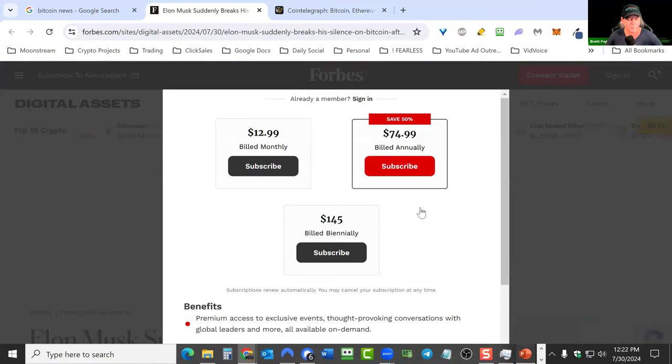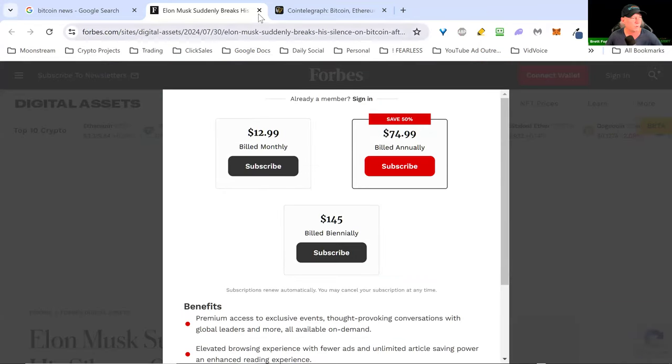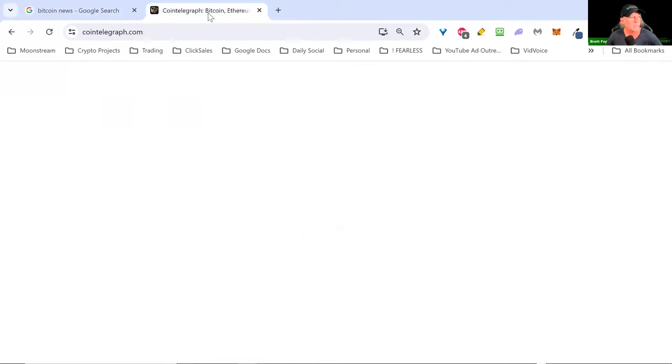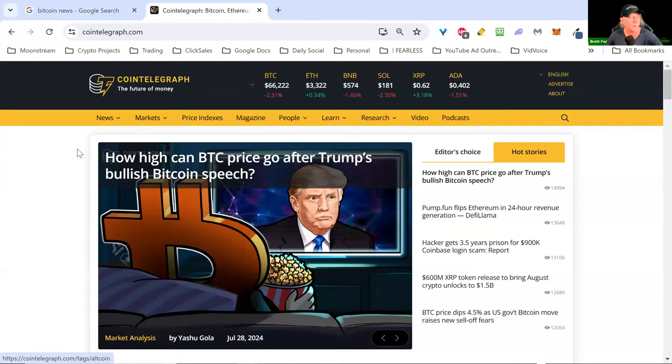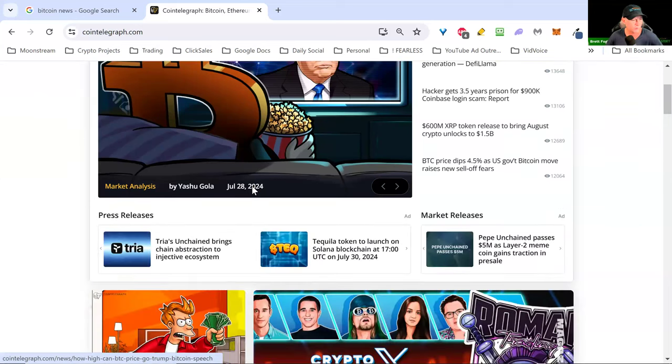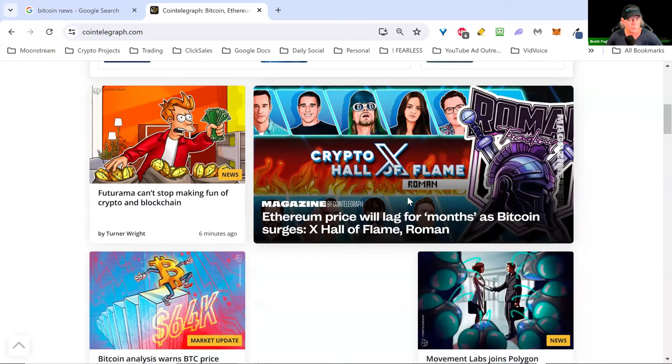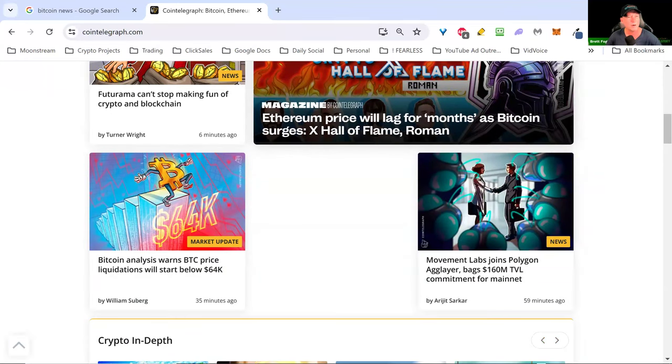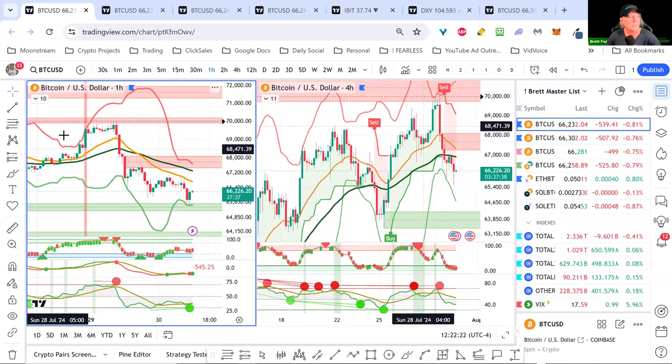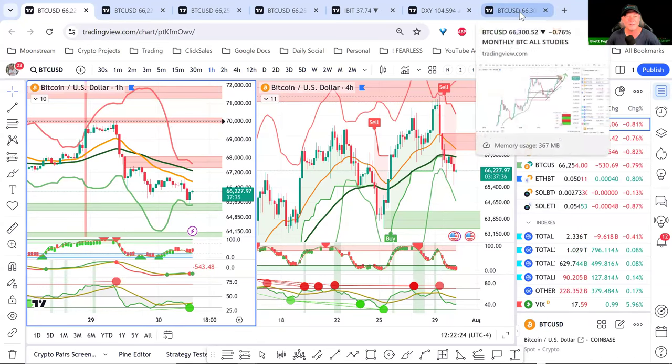All right, I want to get through to the charts here as soon as possible. Forbes, no thank you. Real quick, Cointelegraph: how high can BTC go after the bullish speech? This article must be a few days old because it's already dropped down below. And of course, they're all trying to sell these ads. All right, so with that out of the way, let's take a deep breath and dive into the charts.